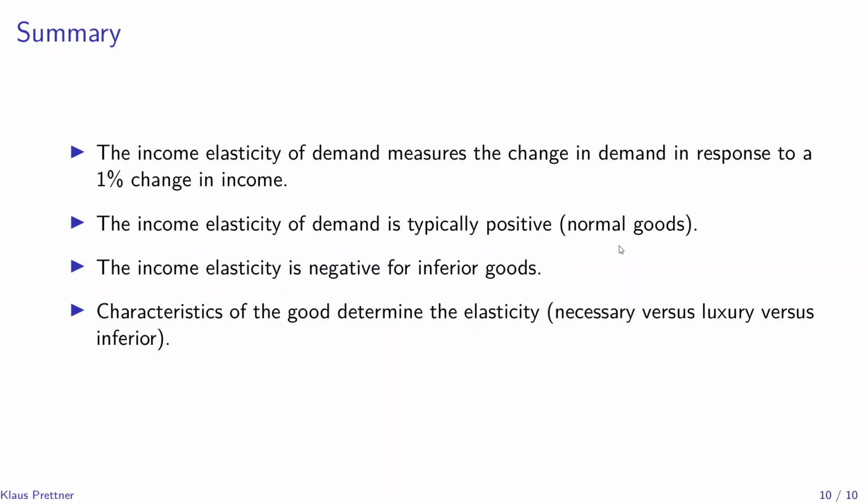So we can summarize what we've learned here, that the income elasticity of demand measures the change in demand in response to a 1% change in income. It is typically positive for normal goods, which are luxury goods and necessary goods, but luxury goods have an income elasticity above 1 and necessary goods below 1, but still positive, while the income elasticity of demand is negative for inferior goods. So again, the characteristics of the good determine its elasticity, and also, of course, whether there are good substitutes and so on.